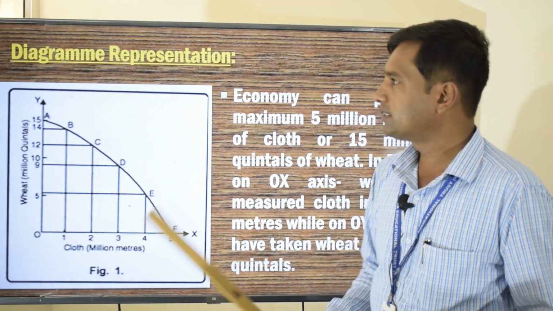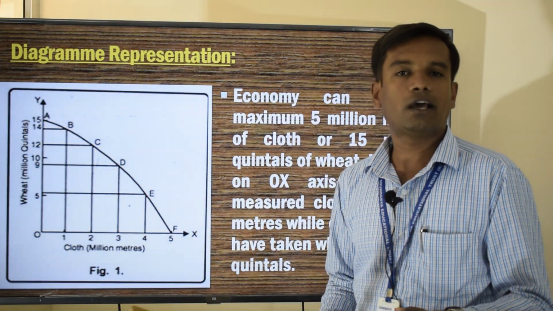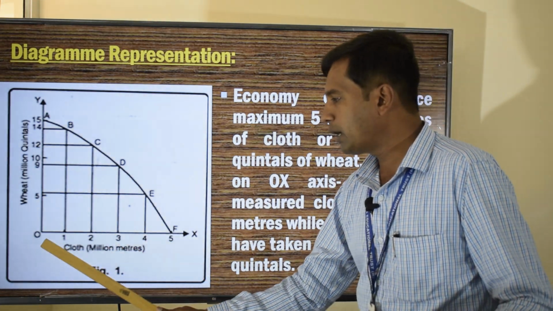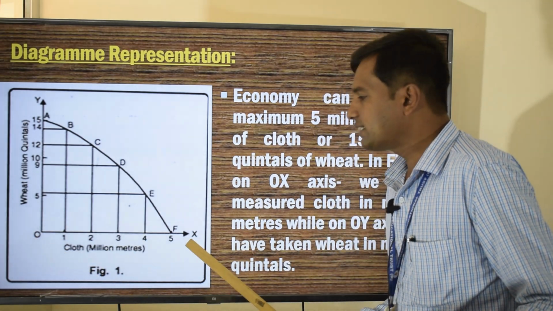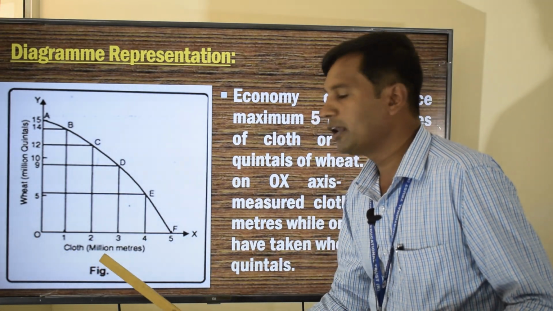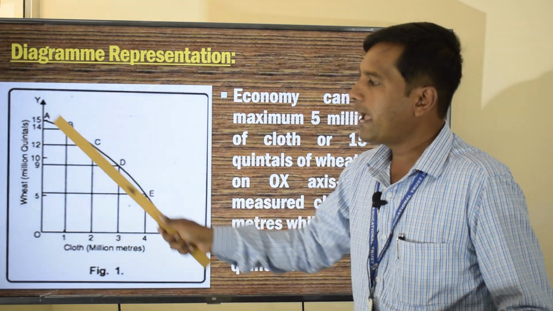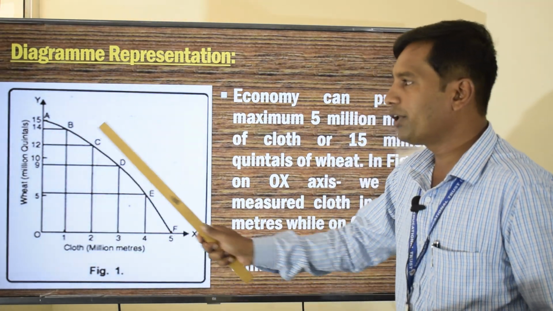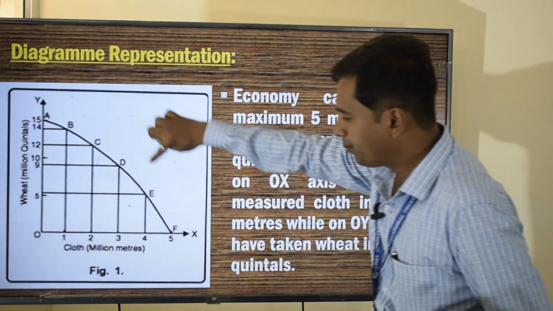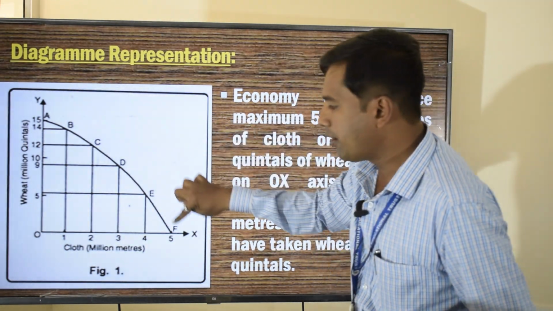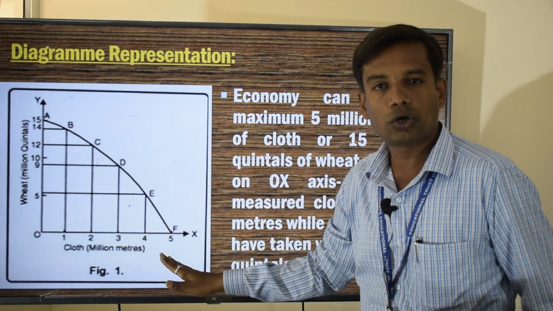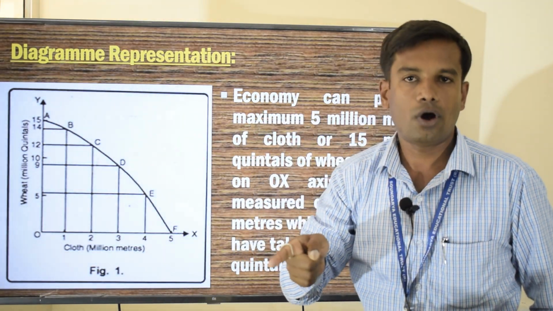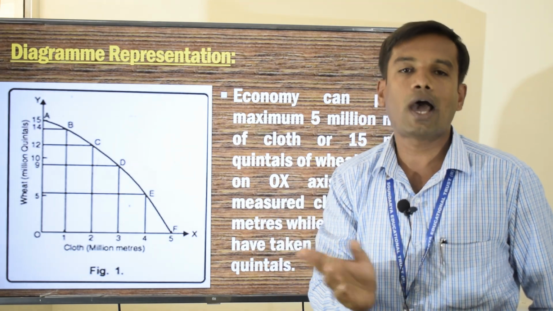Okay students, next let us understand the production possibility curve with the help of a diagram. Just observe the diagram. Let me first explain the diagram here. The x-axis represents cloth in million meters. The y-axis represents wheat production in million quintals. You just observe here from A to F. From A to F we may find some other combinations also. When you observe the AF curve, it is in a concave shape. Why it is so, I will explain later.